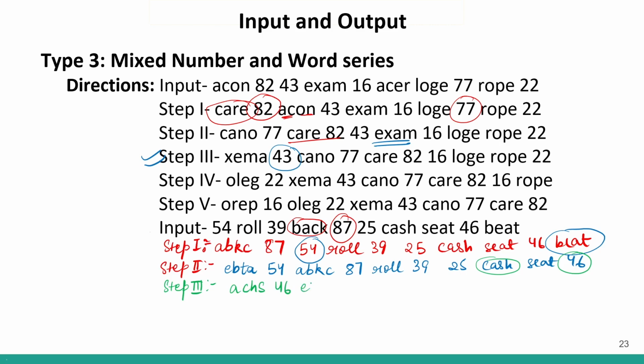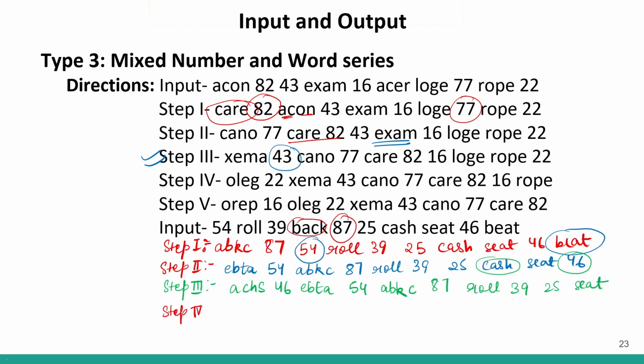Then we will arrange it in the same manner. EBTA 54, ABKC 87 and same thing, ROLL 39, 25 and SEAT. Okay, so the same logic is being followed throughout. So let us make the next number also.